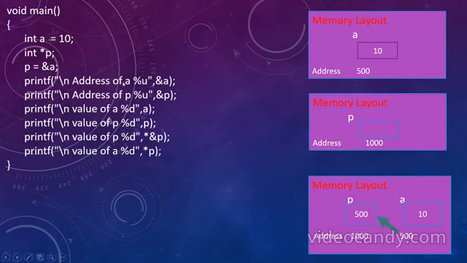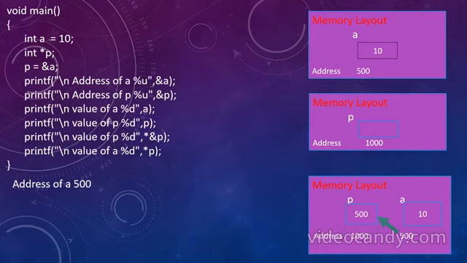It says printf address of a percentage u. For pointers we generally use percentage u, that is unsigned int, because a pointer doesn't have an address which is negative. So always remember to use percentage u for the addresses. In this first one I am saying ampersand a. Concentrate on this. What is ampersand a? Ampersand a will give me the address of a. So the address of a is 500. So the output for the first case should be 500.